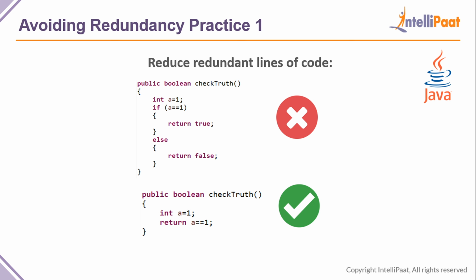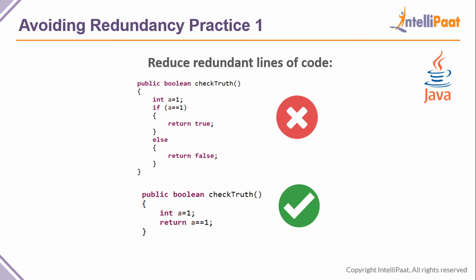As you can see in the first example, from a logic standpoint, we have public boolean checkTruth. We can see that a equals 1, and we're using conditional statements. If a is 1, then we return true, else we return false. There's a better way to do this and reduce the lines of code we're using here. If we just use return a == 1, we do the exact same thing as the first code is doing.